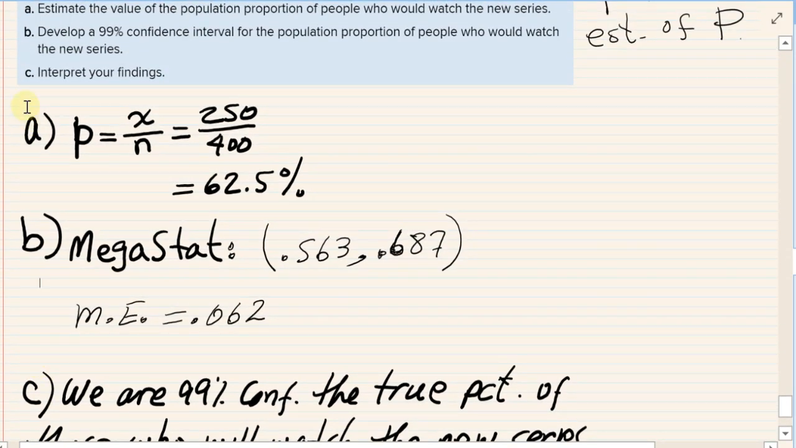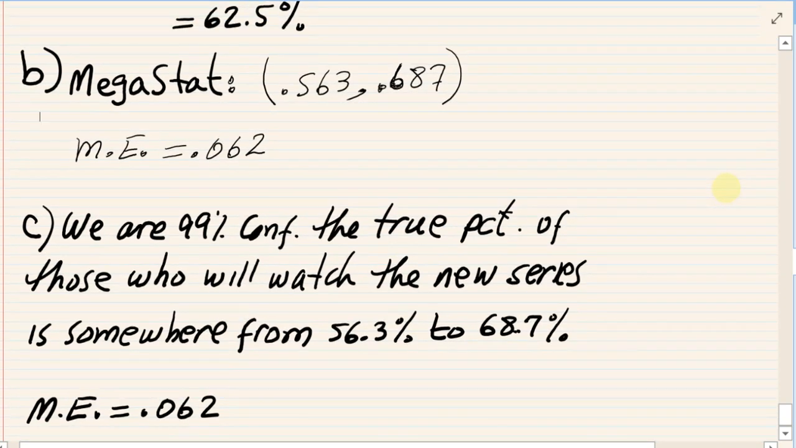And in part C, it says interpret your findings. And here's the findings. We are 99% confident that the true percentage of those who will watch the new series is somewhere from 56.3% to 68.7% with a margin of error of 6%. And that is how you do a confidence interval for percentages.